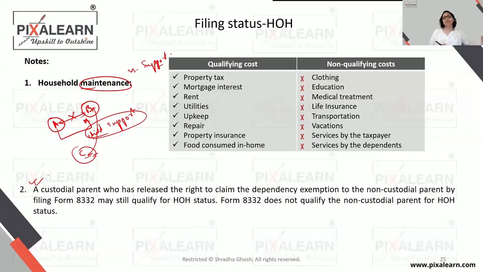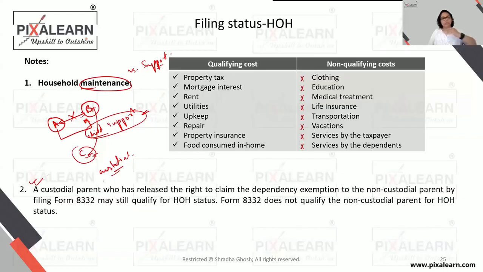Now, earlier they used to say that whoever is earning more, let that person claim the child on their return. But now they've changed it and they said, no, please see who has the custody of the child. Who is the person with whom the child is staying. It doesn't matter who is providing the child support, who is taking the cost of upbringing of the child. So we say the custodial parent has a right to claim the child as a dependent on their return.